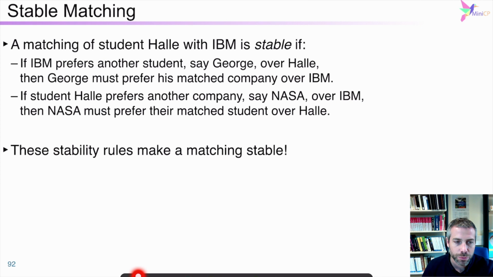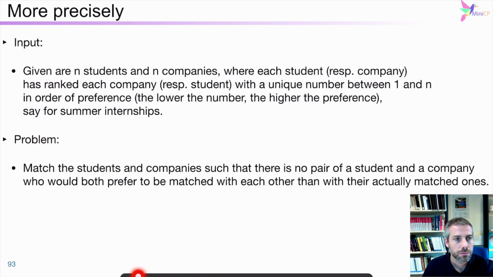And we would like to express these rules in terms of simple constraints in CP. And as we will see, that will use element constraints. So more precisely, in input, what we receive is this. We receive, for each company, a ranking of the persons, and for each person, a ranking of the companies. And the problem is to do a matching between the persons and the companies so that the stability rules are satisfied.